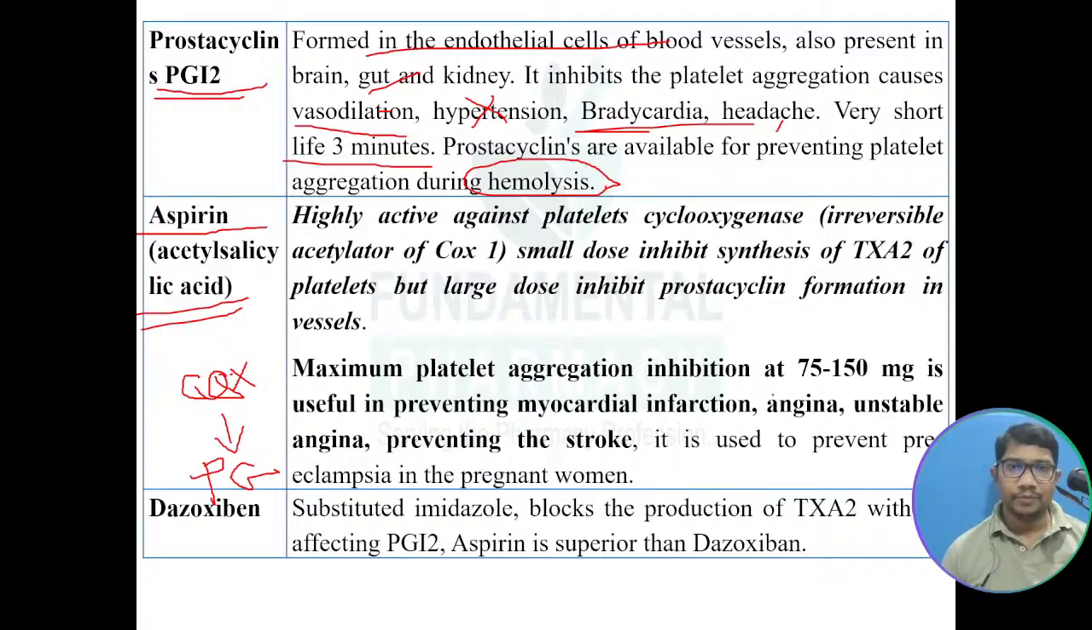It is highly active against the platelet cyclooxygenase. It is an irreversible acetylator of COX-1. Questions on this have already come. It binds and inhibits irreversibly. Remember, it irreversibly acetylates COX-1 and inhibits thromboxane synthesis. In a small dose, it inhibits thromboxane synthesis. In a large dose, it also inhibits the formation of prostacyclin.